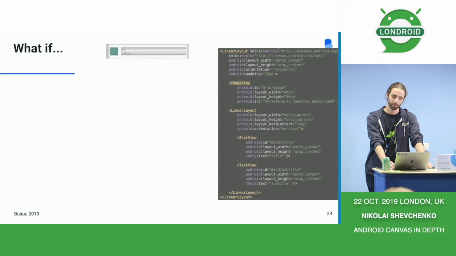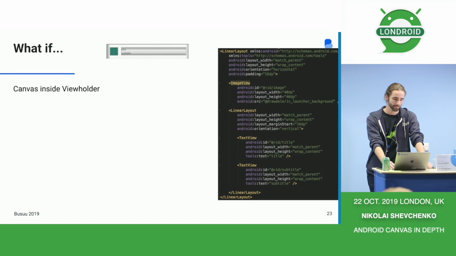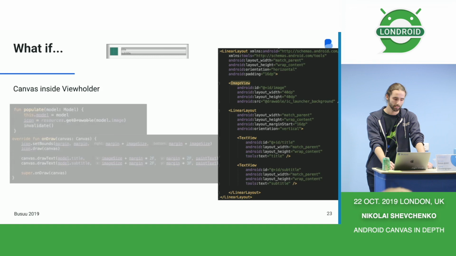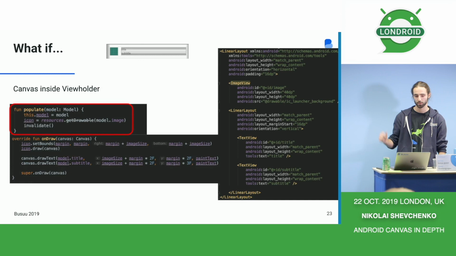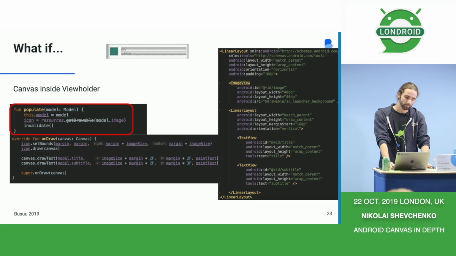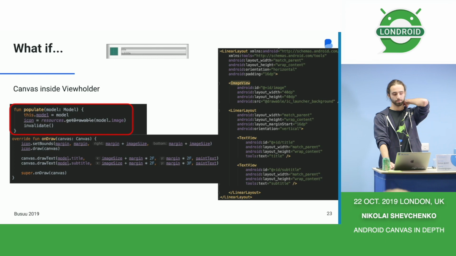What if we substitute the linear layout with the Canvas API? What if we end up drawing a custom view on a canvas inside that view holder rather than having the layout right here? It's going to be super simple. A custom view, just with a simple populate method. The model object is passed there with just 3 fields: an image, title, and a subtitle, which is generating the activity. We grab an icon for that view from the resources, and we call invalidate to redraw that view.